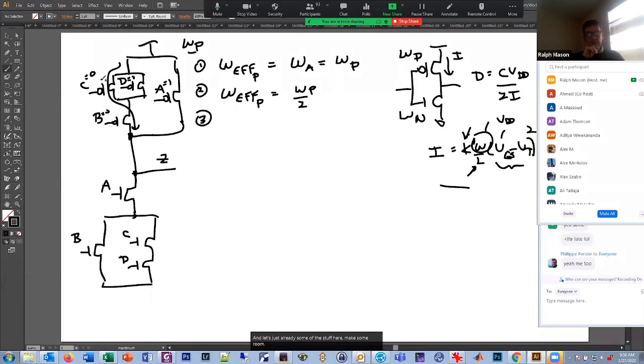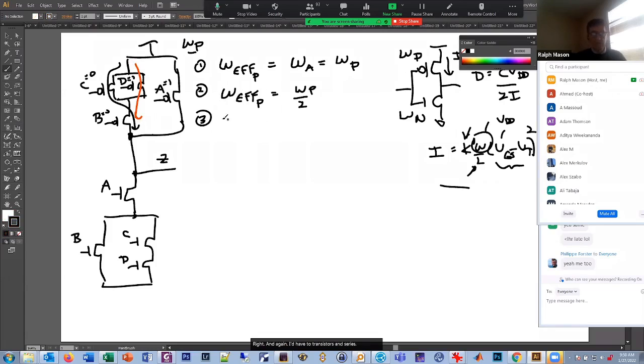Case 3 would be, now instead, let's make a different color here. Case 3 would be down through D and B. Let's make it redder. And again, I'd have two transistors in series, so W effective would be WP over 2.